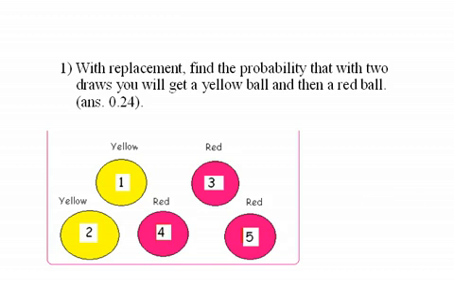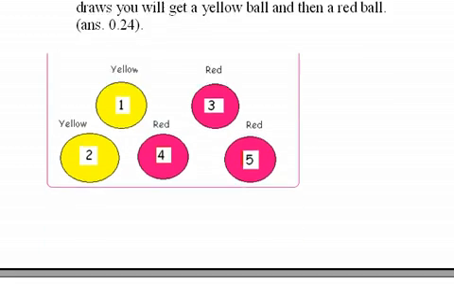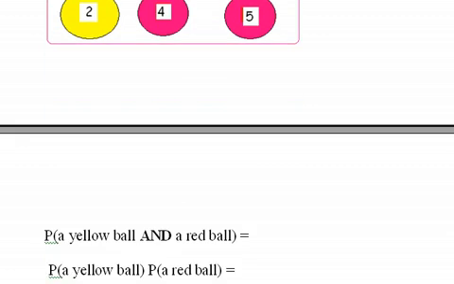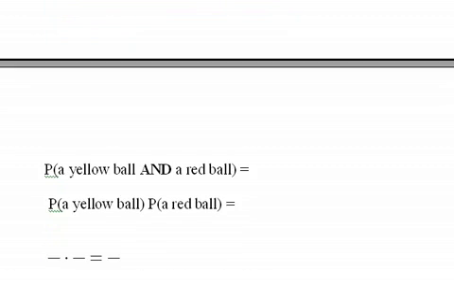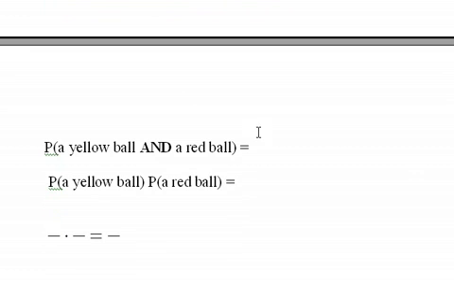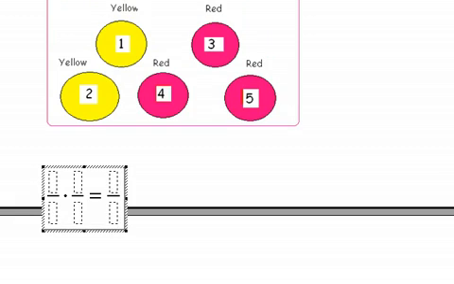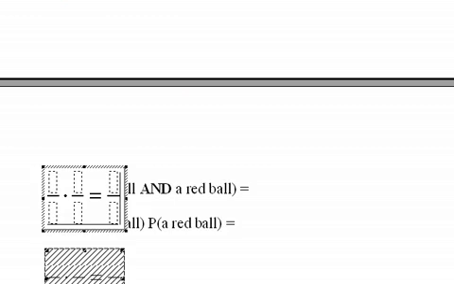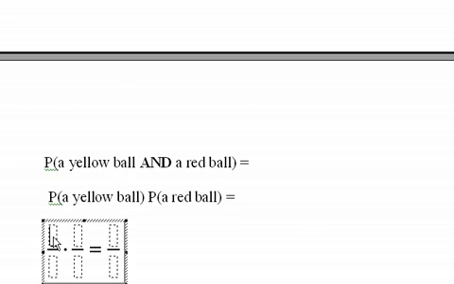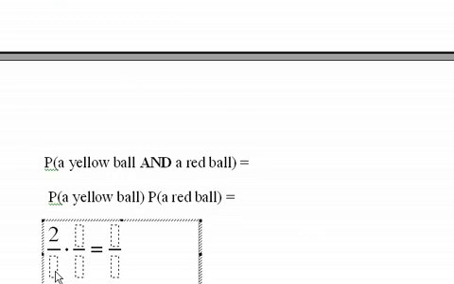And the thing about pulling out two balls out of an urn with replacement is that they are independent events. So we can reduce this very easily to the probability of a yellow ball and a red ball equals the probability of a yellow ball times the probability of a red ball, because these two events are independent. Well, the probability of getting a yellow ball on the first draw is 2 out of 5, isn't it? So we'll put 2 here, 5 here.